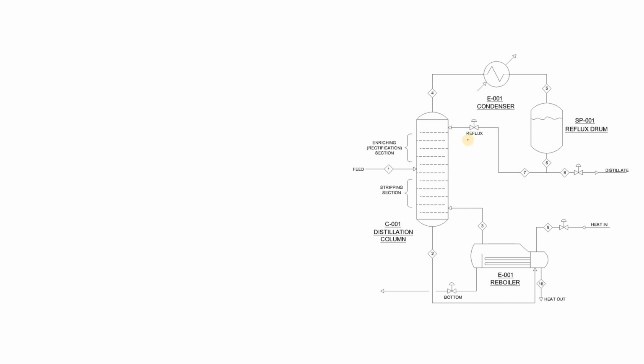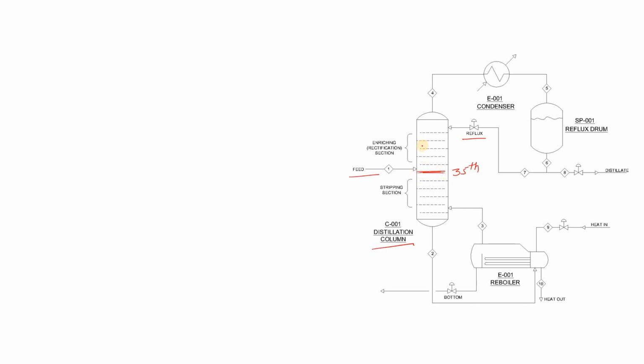Before we discuss how reflux increases the purity in the distillation column, let's first discuss what reflux is, and where we add the reflux. If you see, this is your distillation column, that is C001, this is your PFD. Here this is your feed, let's suppose it is coming in the 35th tray, and this tray will be your feed tray.